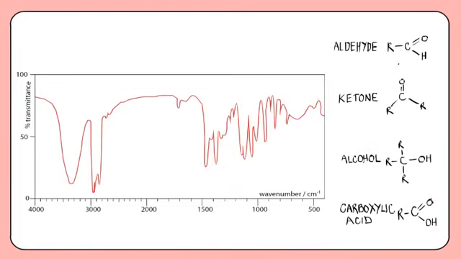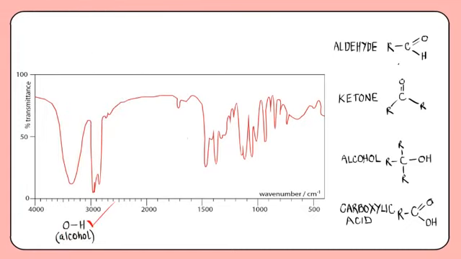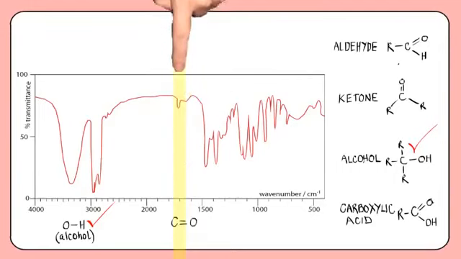With this one, we can see it has a thumb peak in the correct position, confirming the presence of an alcohol O-H group. There is no finger, and so no carbonyl group is present. Therefore, the compound is an alcohol.